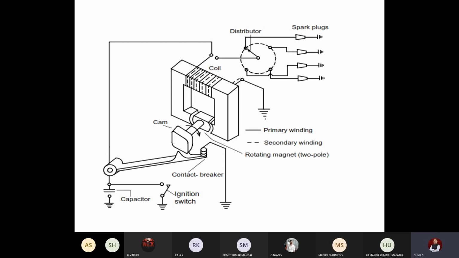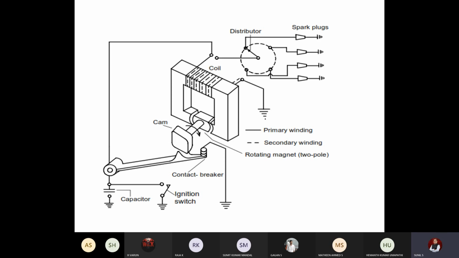This is the armature which will be stationary. It will not be moving. Two sets of coils are there, you can clearly see here. One is connected to this so that whenever the magnet is moving, alternating voltage will be produced.